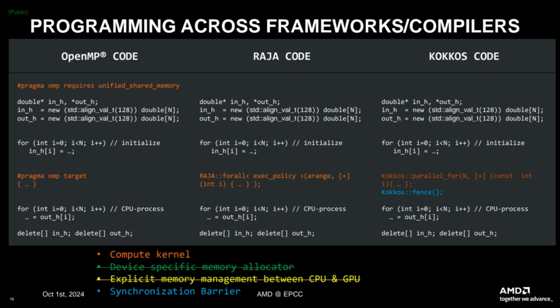And the idea of RAJA and Kokkos is that you are supposed to have the same source code for GPU and CPU. So they're intended for you to write one code that will run on CPU and GPU. And here you see that the kernel launch has its own syntax for either RAJA or Kokkos. But once again, you see we're not doing any explicit memory handling for either of them.